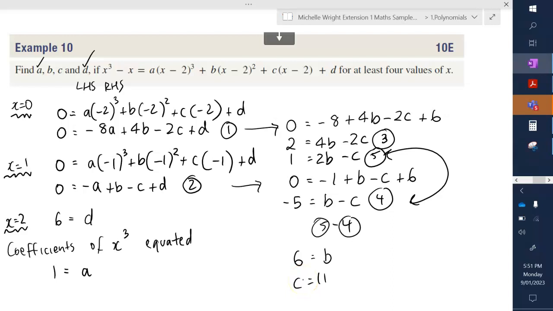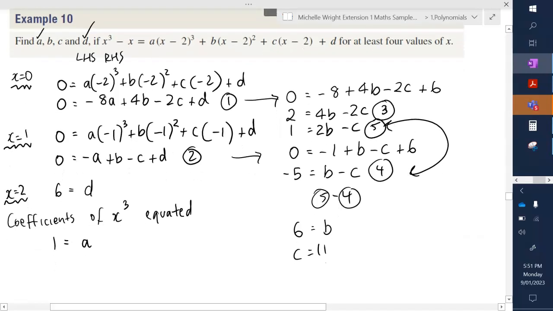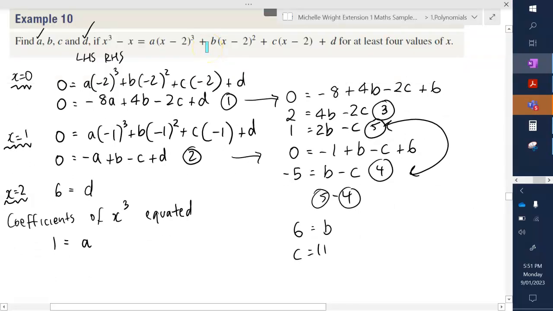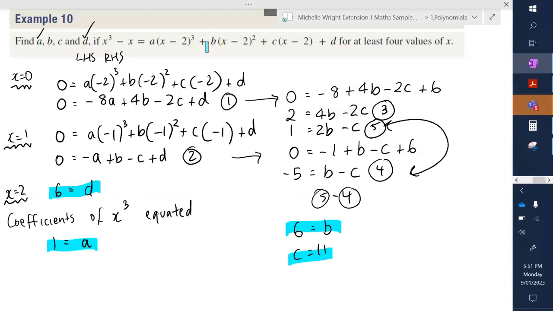Okay, so what I ended up doing was going equation 5 minus equation 4, and I ended up with b is 6 and c is 11. So I ended up with my coefficients, and a little bit messy there, of, what have we got? D is 6, A is 1, B is 6, and C is 11. So you might find that that's just another way to think about working out the solution to that one.